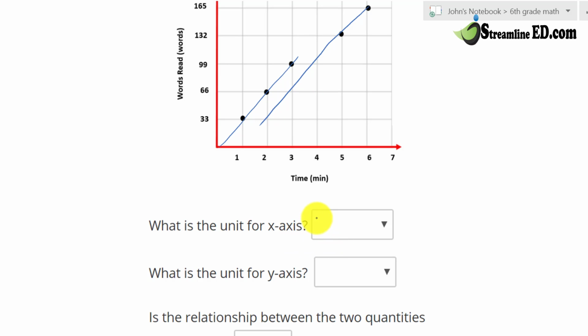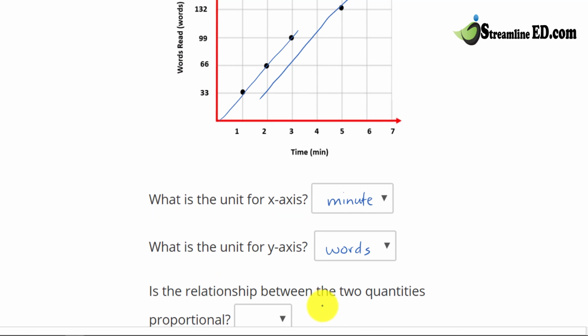But let's go back and answer the question. What is the unit for the x-axis? Of course, it is minutes. What about the y-axis? It is the number of words that are read. And is the relationship between the two quantities proportional? And the answer is no.